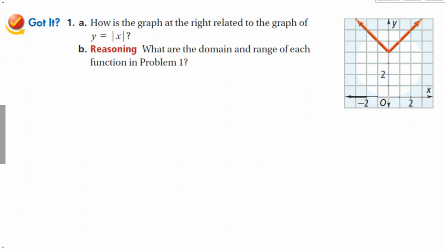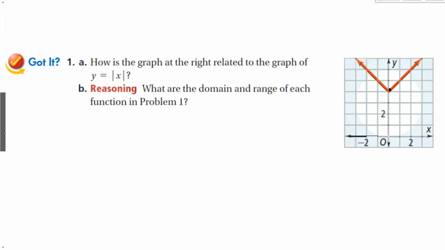How is the graph at the right related to the graph of the absolute value of x? Well, it's shifted up 1, 2, 3, 4. Okay, so this graph just shifted up 4. So what is the domain and range of each function in problem 1?